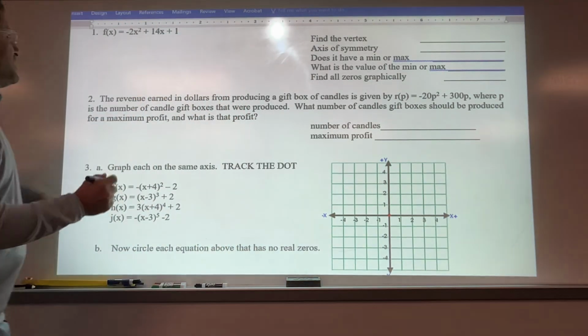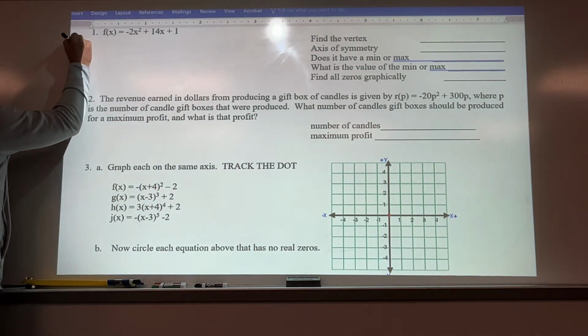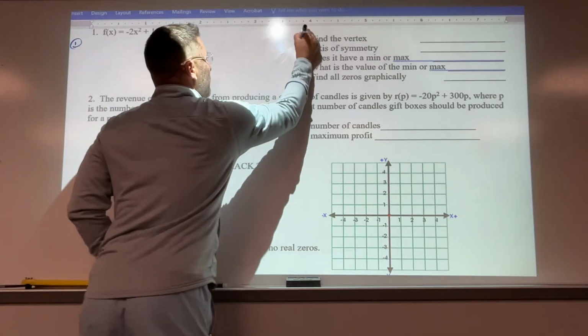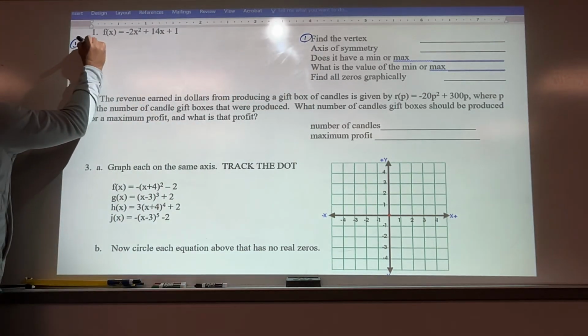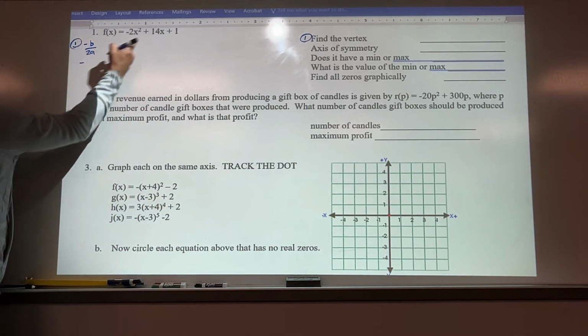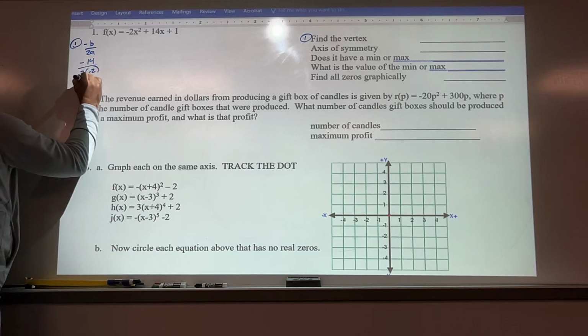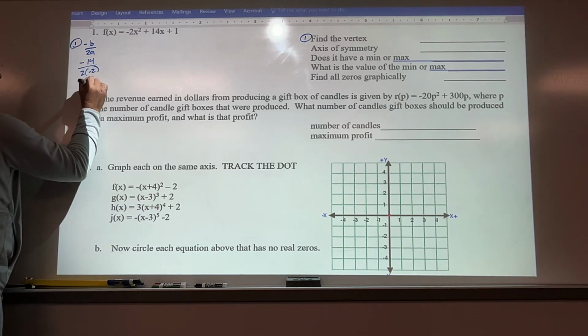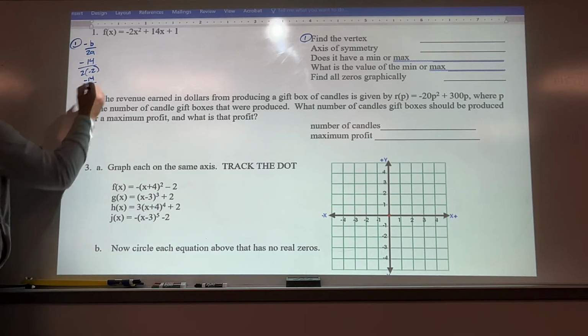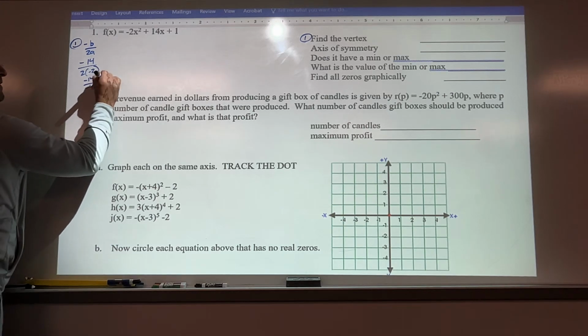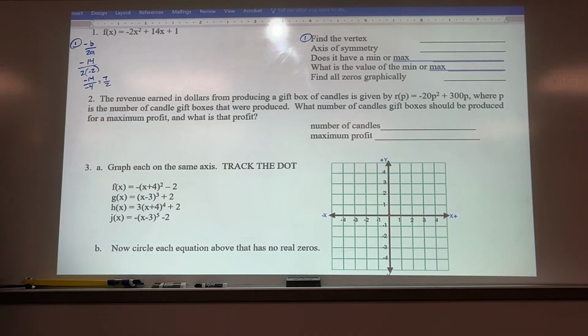All right, find the vertex: negative b over 2a. So number one, we're going to find the vertex with negative b over 2a, which is negative b, which is 14, all over 2 times the a value, which is negative 2. That's negative 14 all over negative 4. That's 7 over 2, or 3.5, I believe. 7 over 2, and I got it.